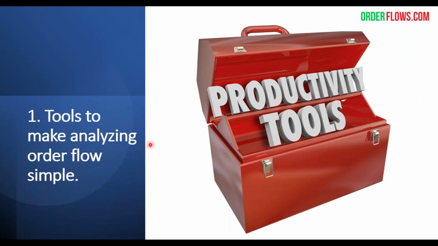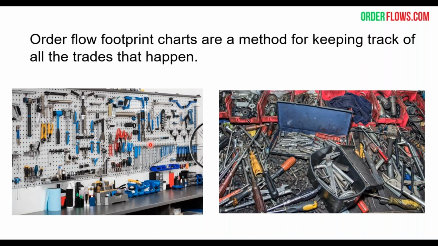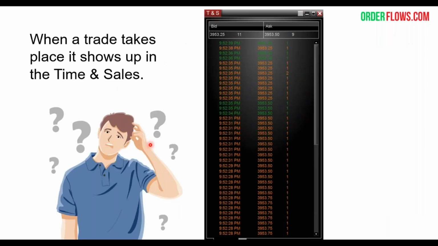So what I'm going to talk about first are tools to make analyzing order flow much simpler. So think of it this way: an order flow footprint chart is a method for keeping track of all the trades that happen, and it's like having an organized workbench versus a workbench where you just throw all your tools, right? You know where everything goes, and it just all makes sense. You need this type of wrench, you know where it is. You need this type of screwdriver, you know where it is. This type of drill bit, you know where it is, rather than digging through different bags trying to figure out what you need.